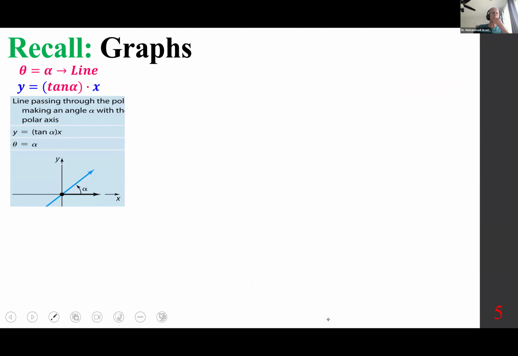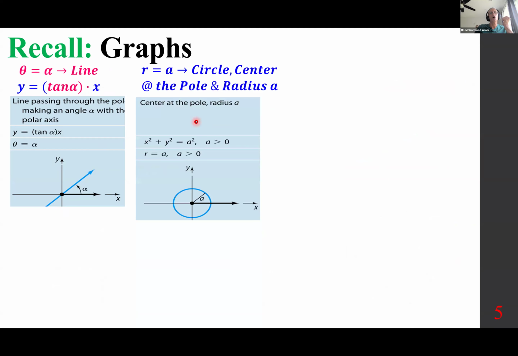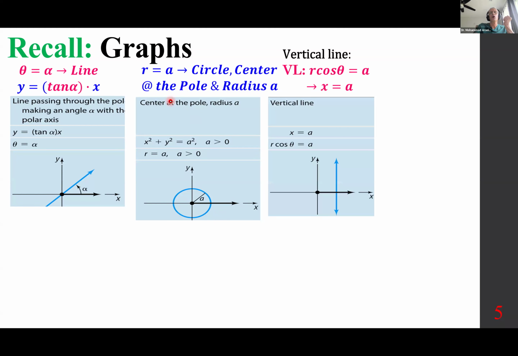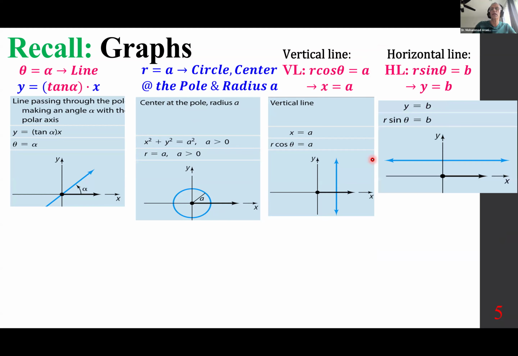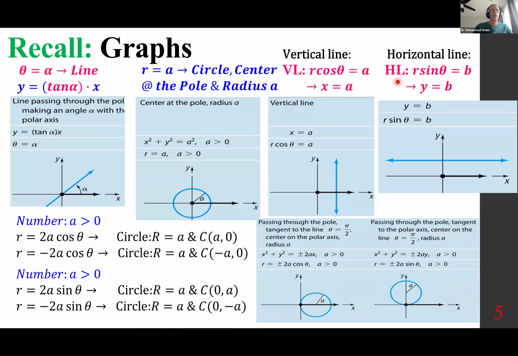For graphs, just to remind you what we did: theta equals alpha, then y equals tan alpha times x is a line that goes through the origin. r equals a is a circle centered at the origin, or the pole, and has the equation x squared plus y squared equals a squared. r cosine theta equals a constant is the same as x equals a in rectangular coordinate format, a vertical line. r sine theta equals b is the same as y equals b. It's a horizontal line.